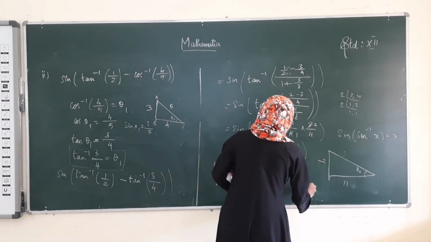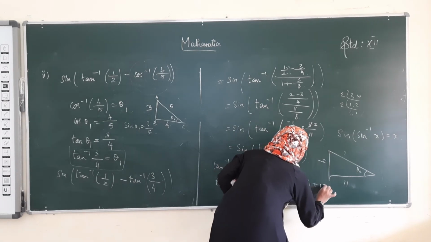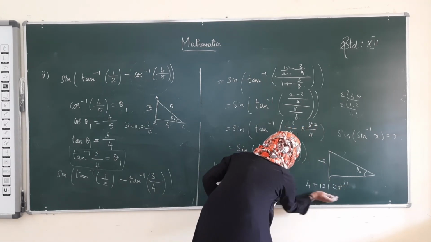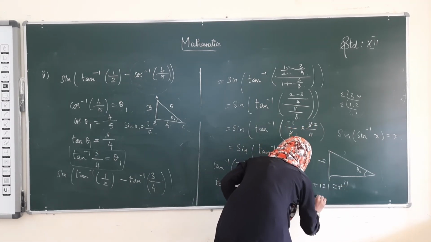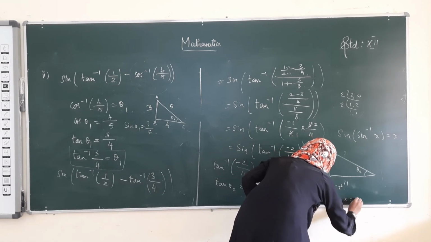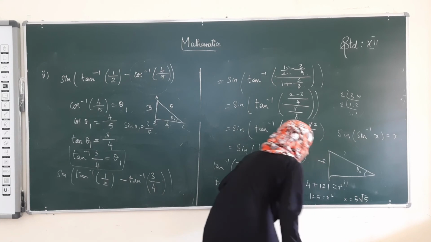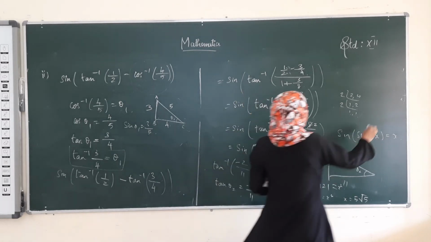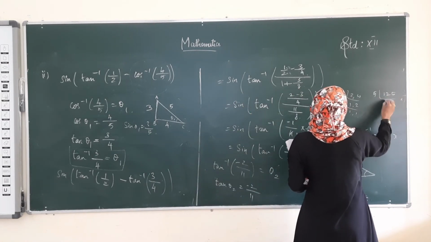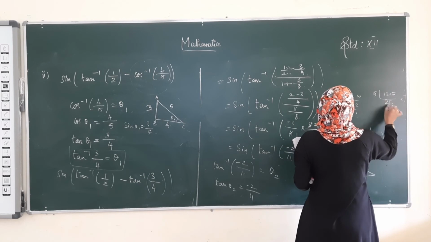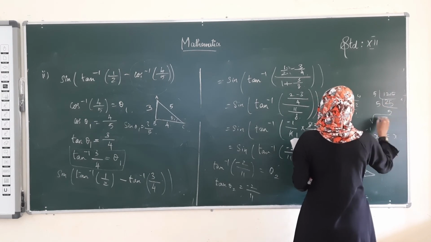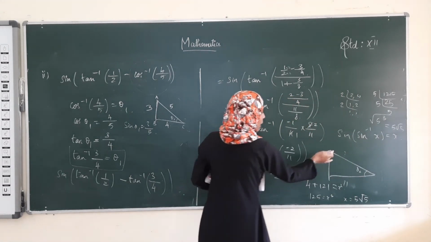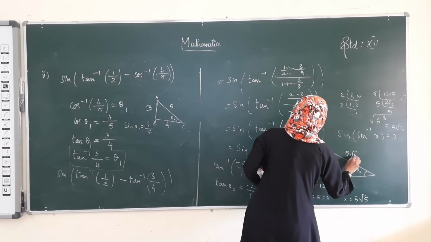By Pythagoras theorem, minus 2 the whole square is 4 plus 121 is equal to, let this be x, this is x squared. So 121 plus 4 is 125. 125 is equal to x squared. The value of x is 5 into root 5. Right? See here 125. 5 2s are 10. Again 5, 5. So square root of 5 cube is 5 into root 5. Okay, value of hypotenuse is 5 into root 5.